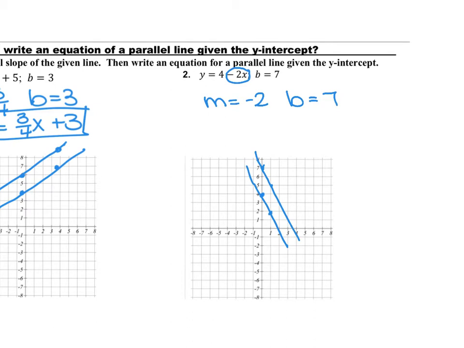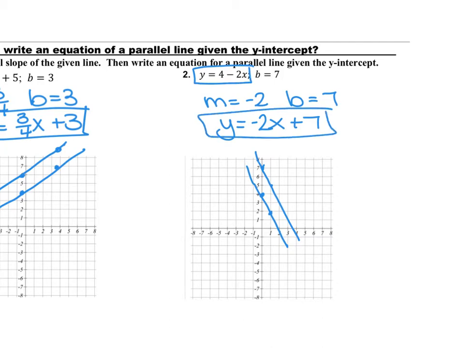So our new line, the equation for it would be y is equal to negative 2x plus 7. And now looking at these two equations, notice how the only thing that's different is their y-intercept. They both have the slope of negative 2.